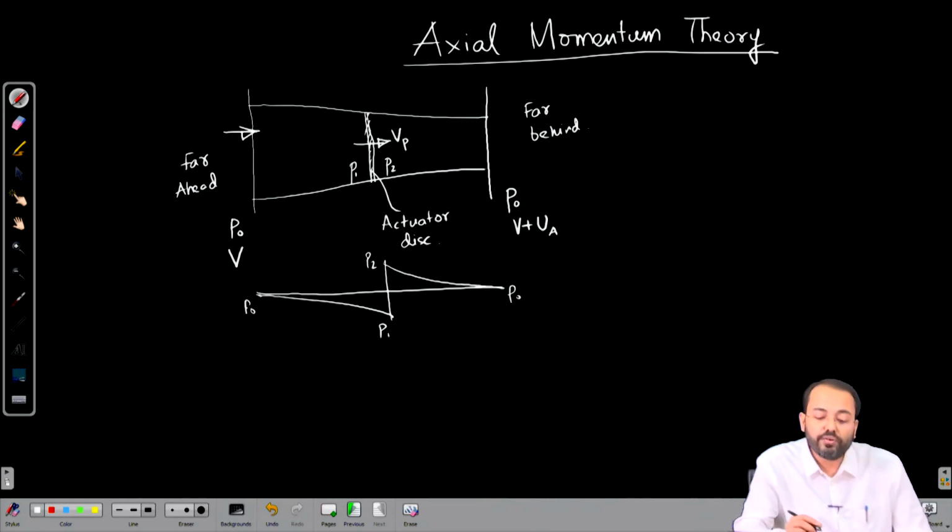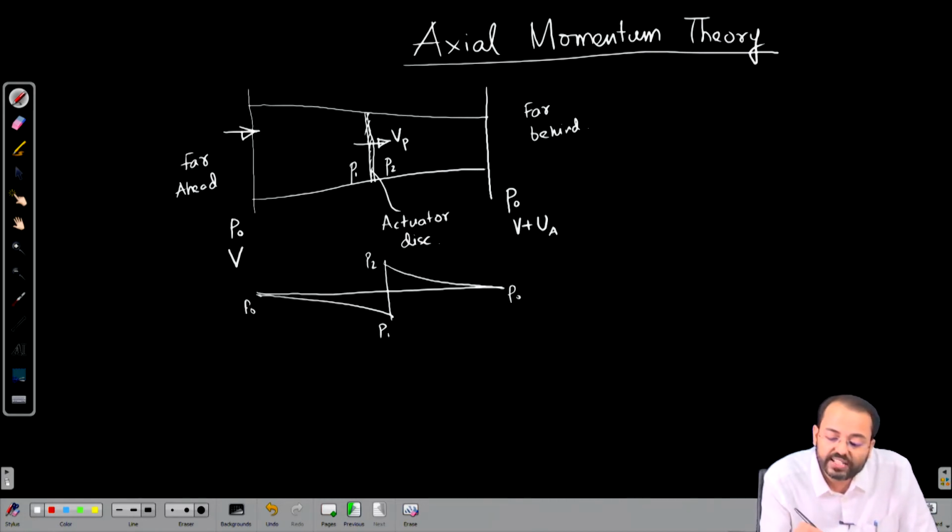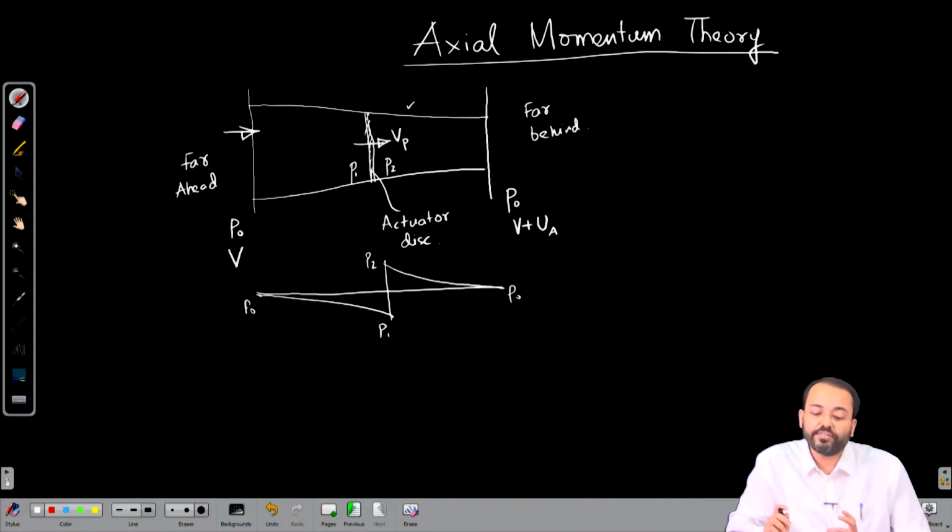So, if we see here, there is a slight contraction of the area. Why? Because the propeller accelerates the flow. As the propeller accelerates the flow through the disc, it will impart momentum, and because of that acceleration there will be some contraction of the flow because of continuity.